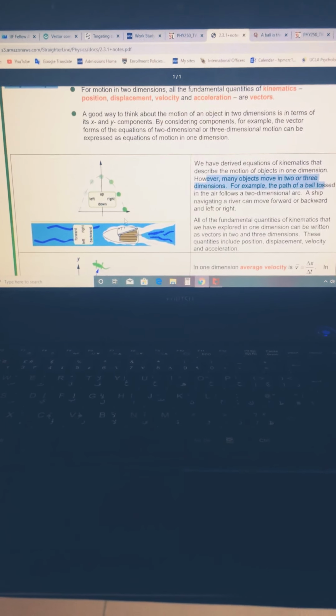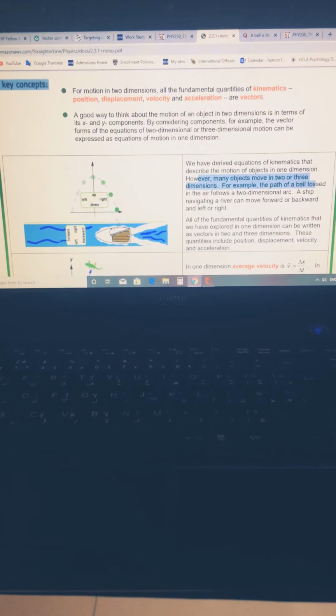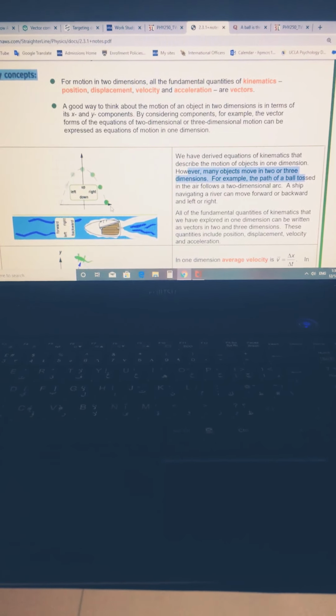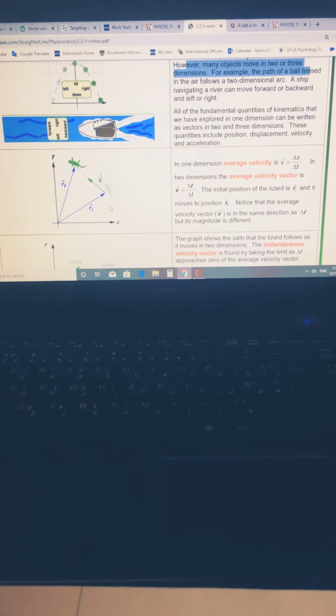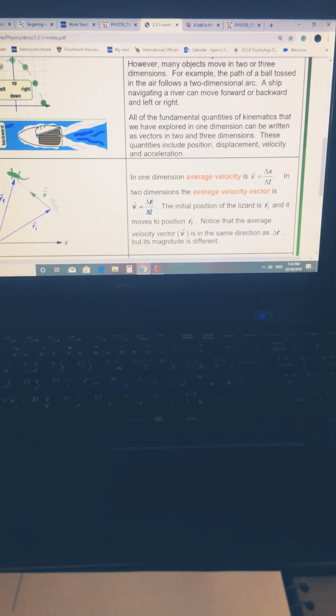All of the fundamental quantities of kinematics that we have explored in 1 dimension can be written as vectors in 2 or 3 dimensions. These quantities include position, displacement, velocity, and acceleration. In 1 dimension, the average velocity is v average equals delta x over delta t. In 2 dimensions, the average velocity vector is v average equals delta r over delta t.